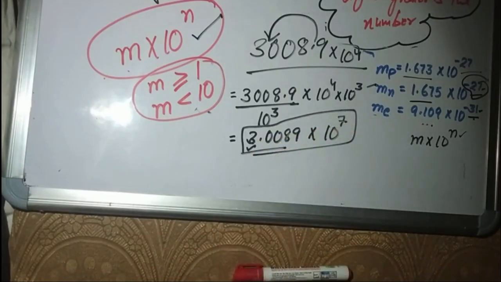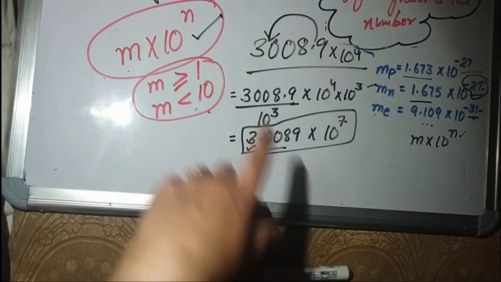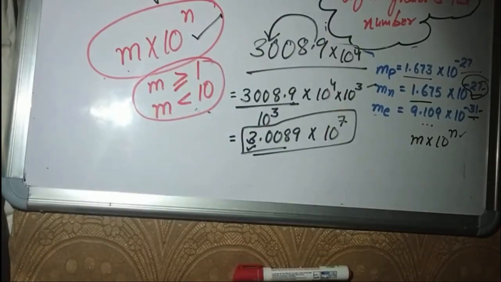Please try converting them. If you have any issues, you may message me in the comment box. So I just taught you the scientific notation of very big and very small numbers, and the notation is this one, m into 10 raised to power n. Thank you.